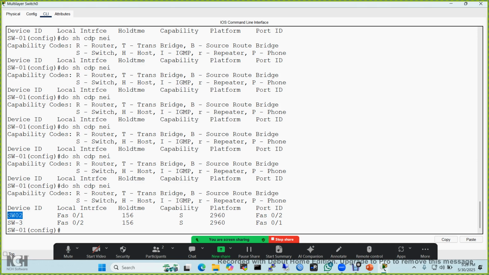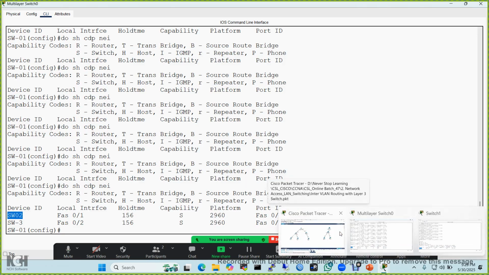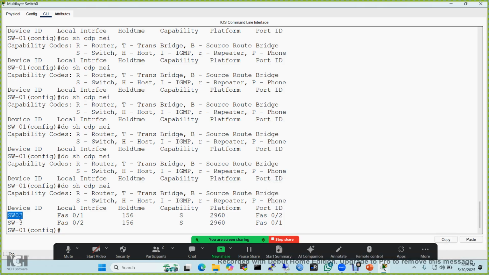Now if I want to disable any port for CDP, look at this: switch 2 is the left switch from this one, and switch 3 is the right switch from my figure. Now I want to disable this port. If I disable this port for CDP, I can't see this neighbor.